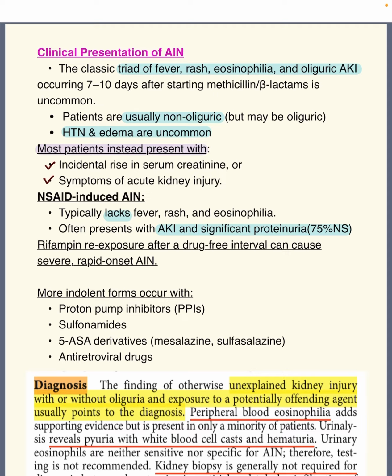Important NSAID clue. In NSAID-induced AIN, the patient typically lacks fever, rash, and eosinophilia. অর্থাৎ NSAID দিয়ে যদি হয় তাহলে এইগুলো থাকে না. Patients rather present with AKI and significant proteinuria. In 75% of cases, the patient may present with nephrotic syndrome. In the case of rifampicin, re-exposure to rifampicin after a drug-free interval can cause severe and rapid-onset AIN.